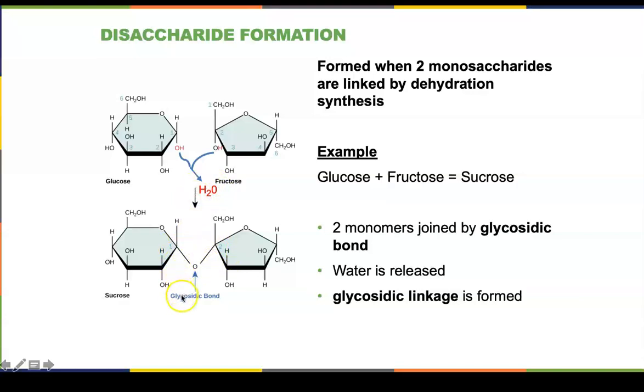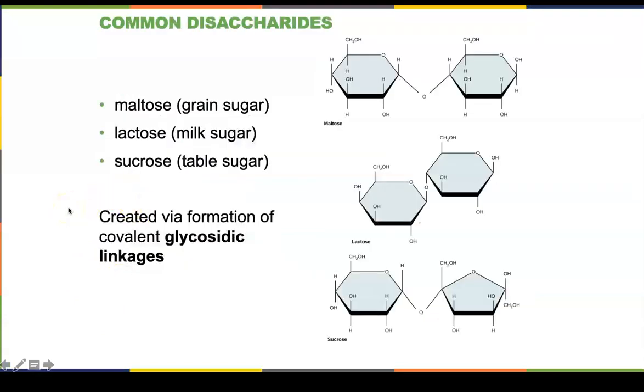The general name for this bond that is linking monomers of sugar molecules together, or generally linking monosaccharides together, is a glycosidic bond, which is the same thing as a glycosidic linkage. We'll use the word linkage and bond interchangeably. So this bond has formed, and now our two monosaccharides are a disaccharide, and this one happens to be specifically sucrose. Sucrose is only one of many possible disaccharides.